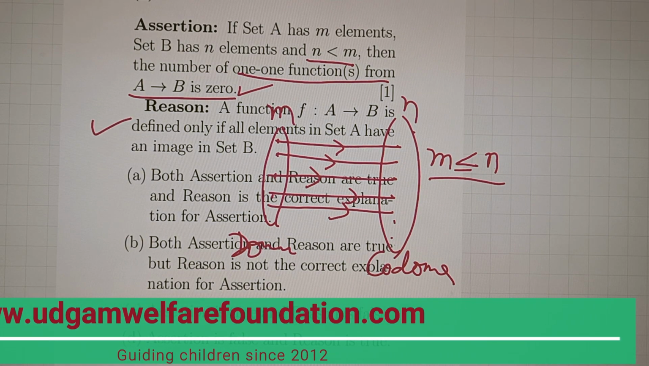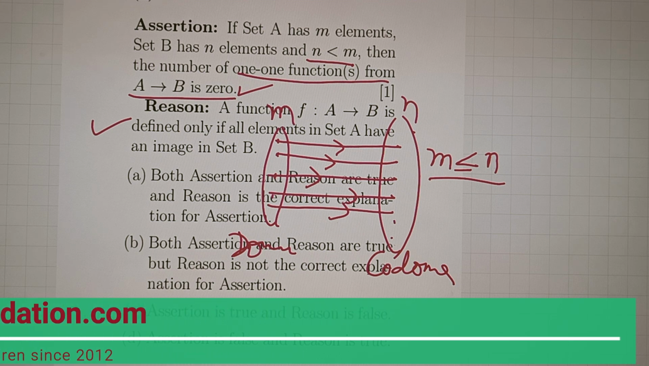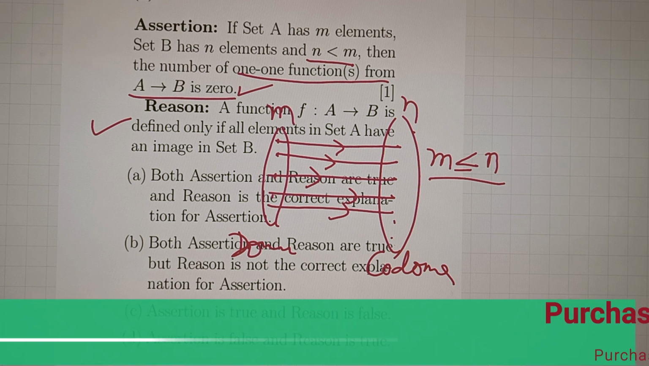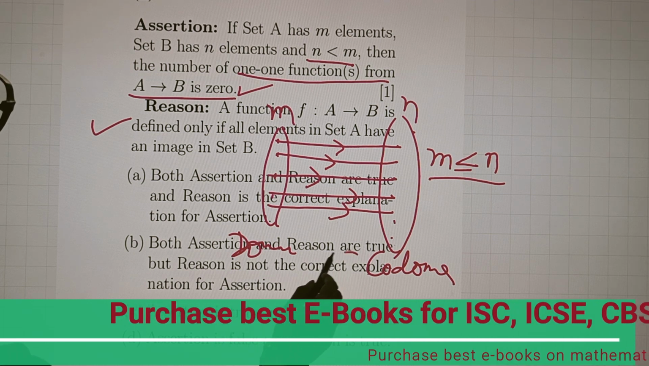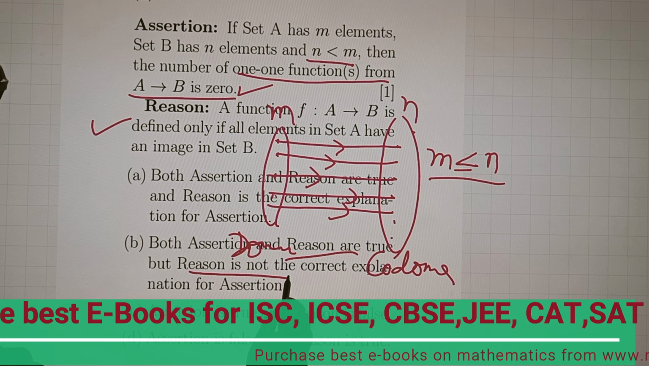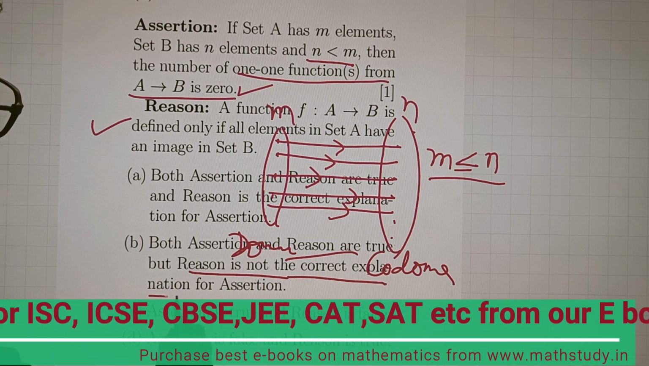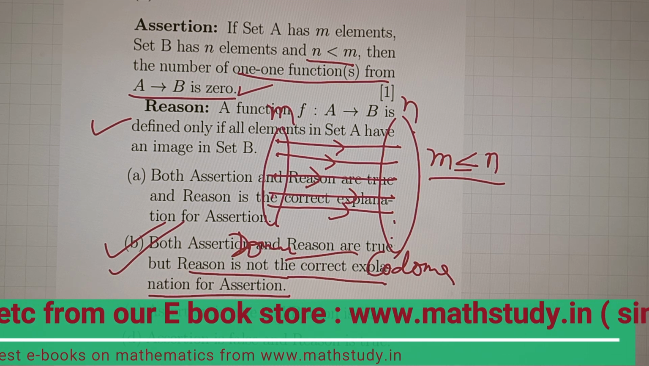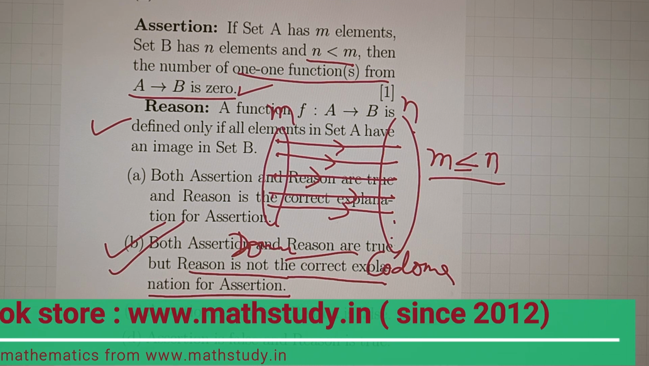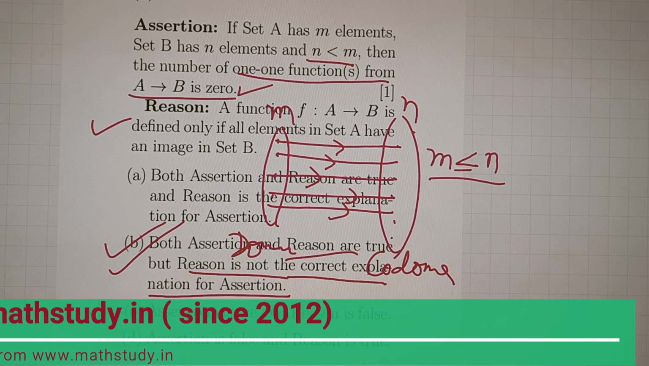However, the reason is correct, but it is not the correct explanation of our assertion. So we can say that both assertion and reason are true, but reason is not the correct explanation for our assertion. So hence option B is correct here. I hope the concept of one function is clear now.